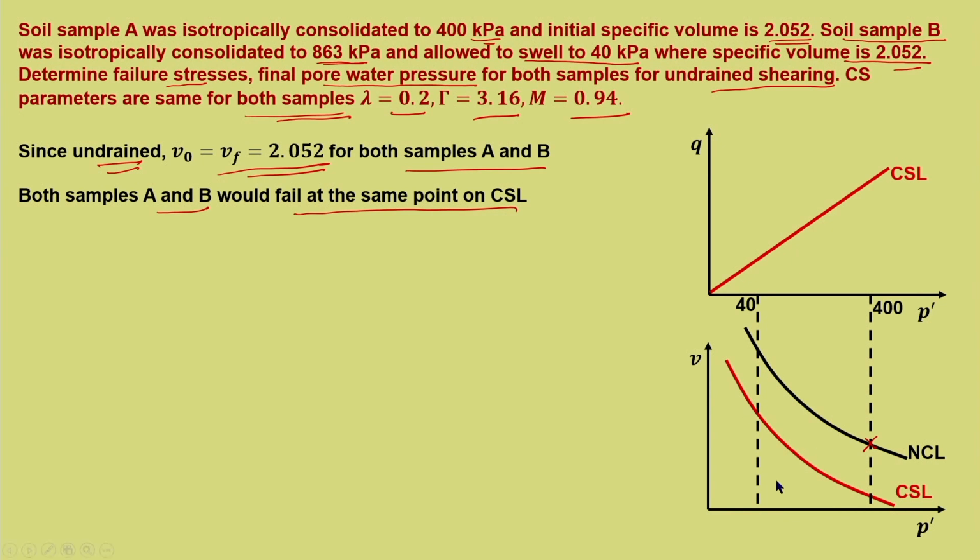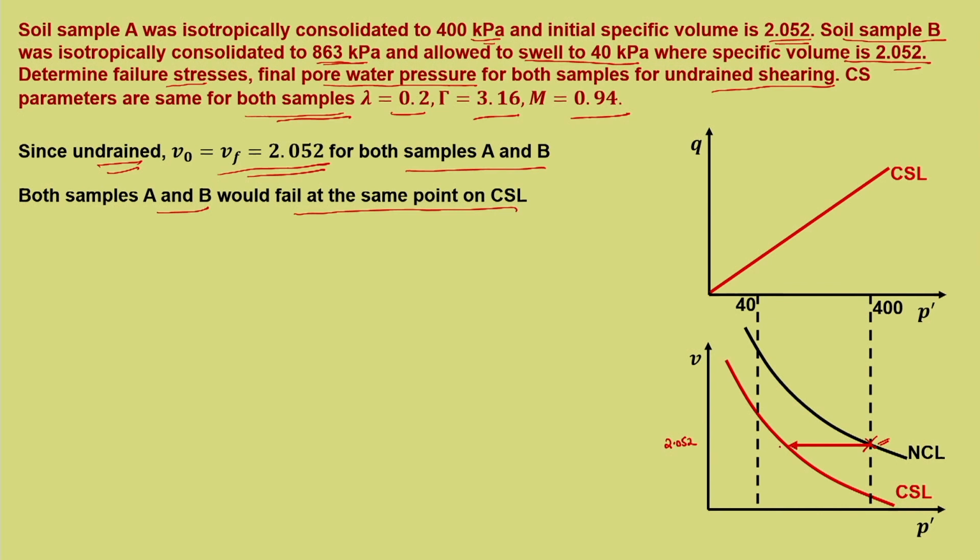So, here along the 40 kilopascal, we know that the initial specific volume is 2.052. Whatever is the specific volume for NC, the same should be the specific volume for HOC as well. So, somewhere here, 2.052. It will be somewhere on this line. Now, we know that this is an undrained test, so there is no change in the specific volume. Initial equals final. So, the path will move in this direction and fail on the critical state line.